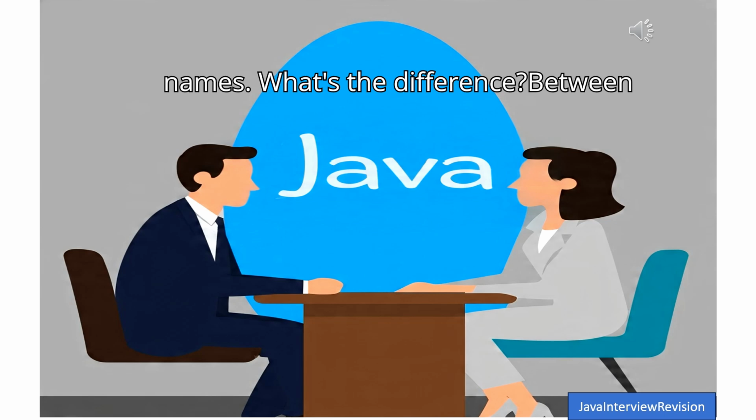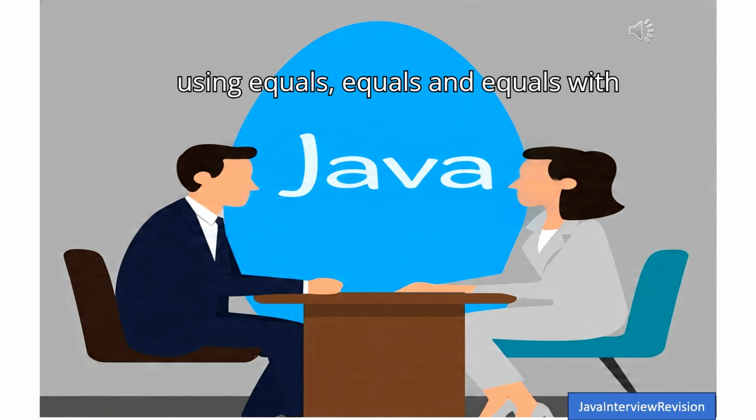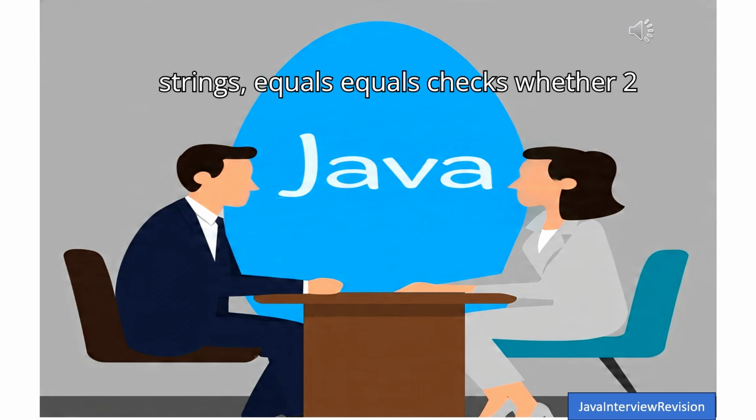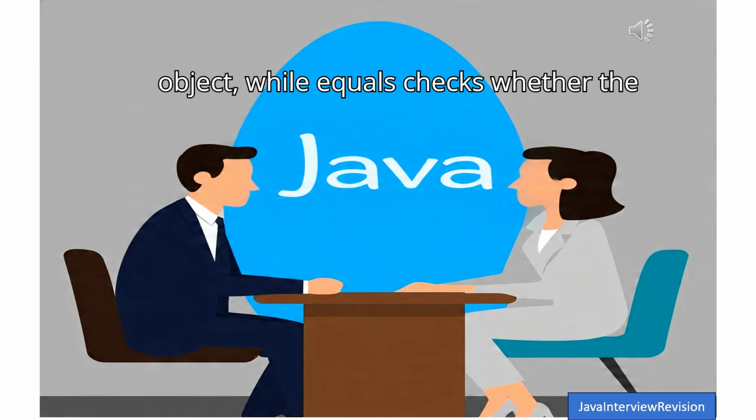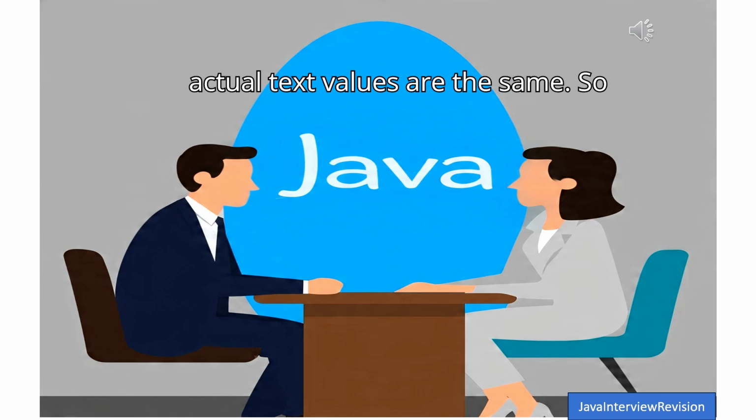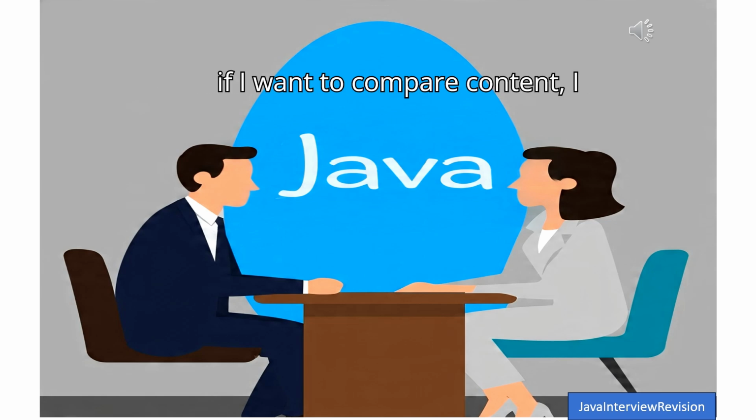What's the difference between using == and .equals with strings? == checks whether two string references point to the same object, while equals checks whether the actual text values are the same. So if I want to compare content, I always use .equals.